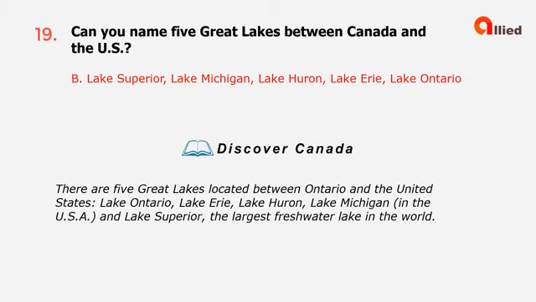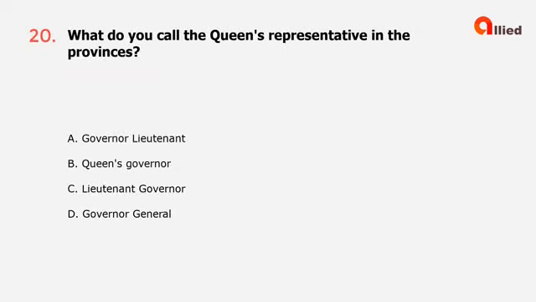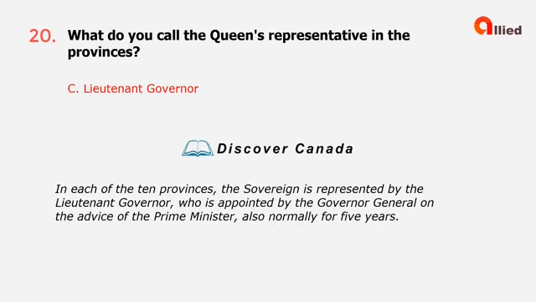The answer is B. Lake Superior, Lake Michigan, Lake Huron, Lake Erie, Lake Ontario. Question 20. What do you call the Queen's representative in the provinces? A. Governor-Lieutenant. B. Queen's Governor. C. Lieutenant Governor. D. Governor-General. The answer is C. Lieutenant Governor.